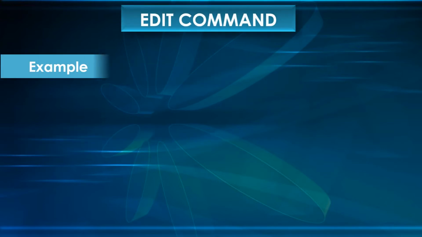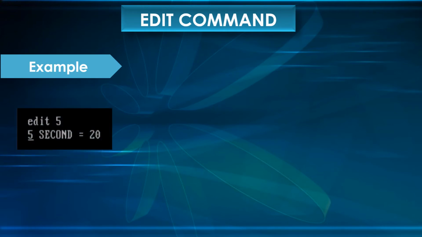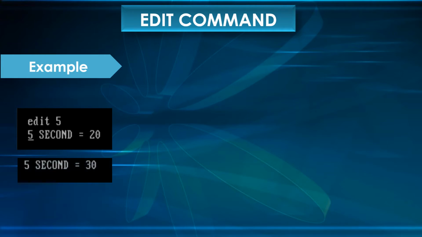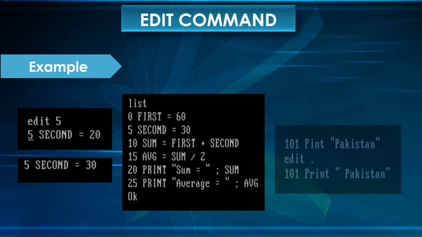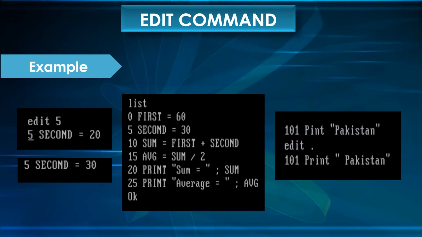Let's see some examples for the edit command. The first one is edit 5, where 5 is the line number. It will allow me to edit line number 5 and I have changed the value from 20 to 30. When I list the program, you can see in line number 5 the value of second is 30 because it is edited now. In another example, I have typed paint in line number 101 and after pressing enter I have seen that I misspelled the keyword print. So I can type edit dot to edit the current line.